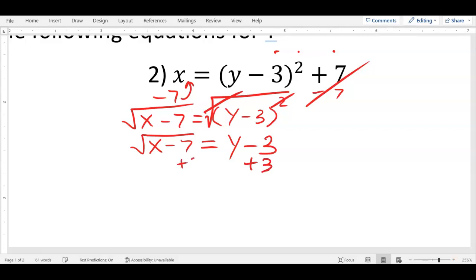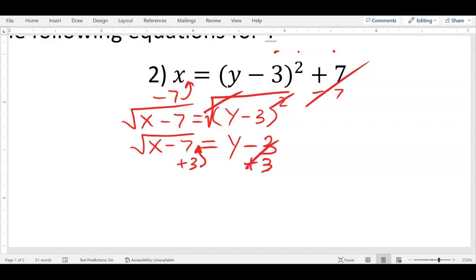Now, please be careful. Everyone's looking. This is where people goof up. This -7 is under a square root. This +3 is not. So just like before, you're going to put that after, okay? I like to show my little arrows. This is going to go after the square root sign right there.